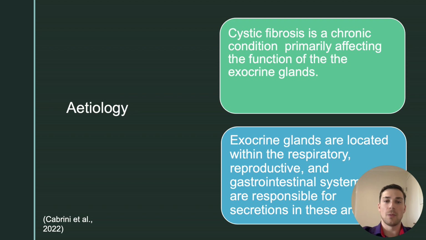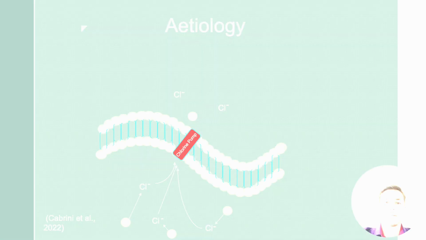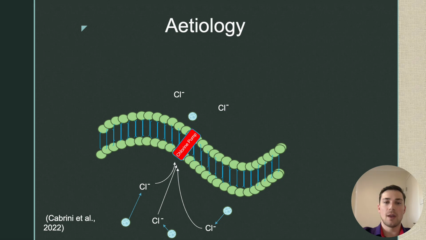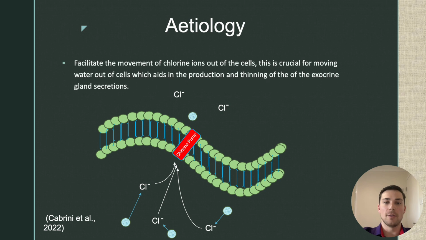Cystic fibrosis transmembrane conductance regulator protein, or CFTR, cells are located within the exocrine glands. These CFTR cells help facilitate the movement of chlorine ions out of the cells. This is crucial for moving water, which aids in the production and thinning of the exocrine gland secretion.